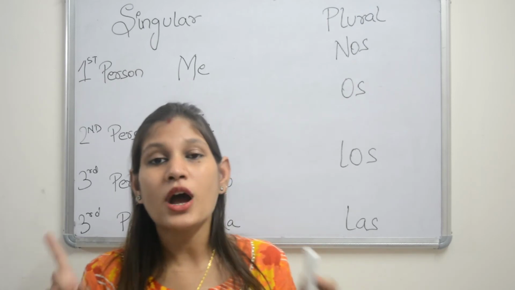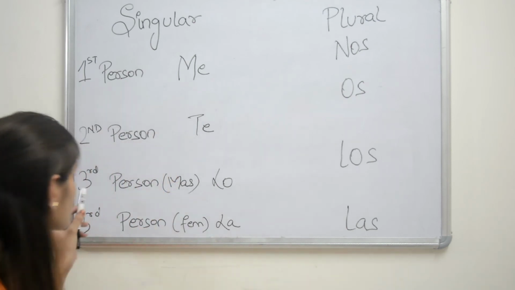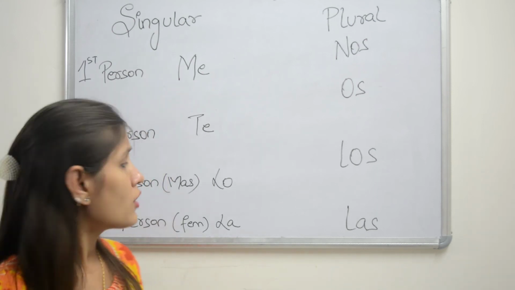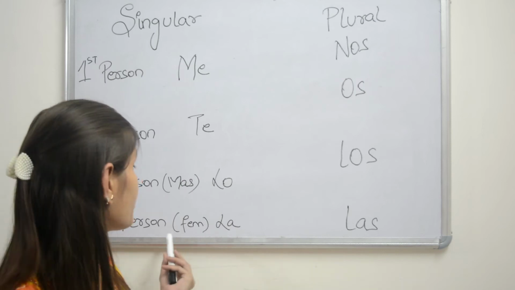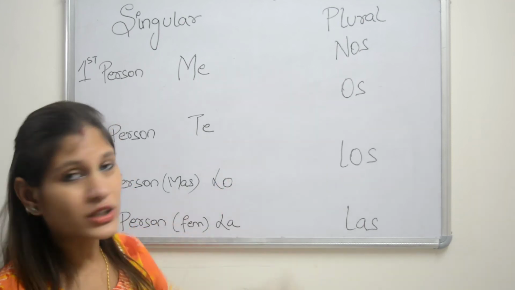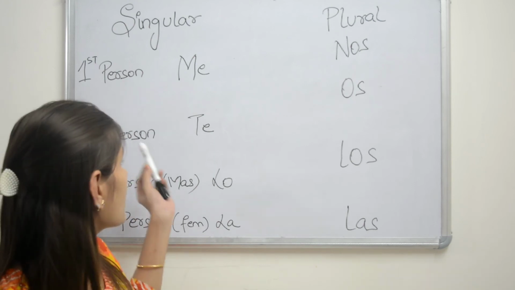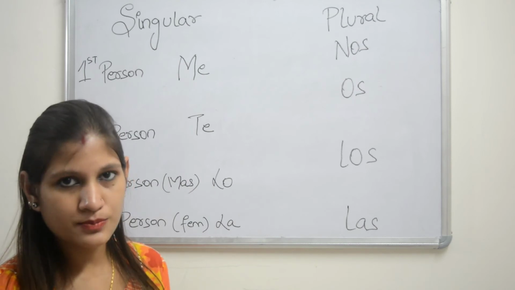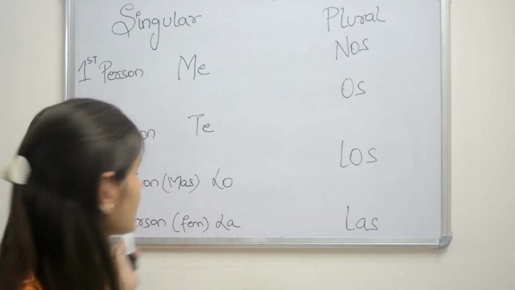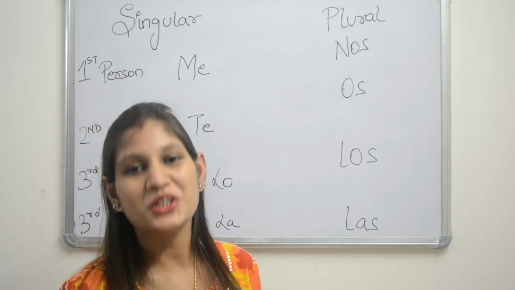Always remember one thing, that you have to use direct objects before the verb. Te amo. Third person masculine, like him or it, we will use lo. And for the feminine third person, we will use la, that is her. For the plural, first person plural we use nos. Second person plural, we use os. Third person masculine, we use los. And third person feminine, we use las. These are the direct objects in Spanish that we use.